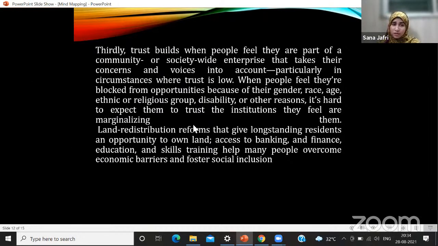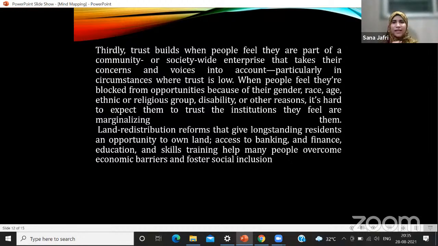And finally, the author is suggesting something even more concrete: land distribution reforms that give people opportunity to own land, access to banking and finance, education, and skills training help many people overcome economic barriers and foster social inclusion. A very lovely term is used here, social inclusion. When you are including everybody in the ambit of society, when nobody is left out, everybody equally feels a part of society. What a good message is going out through this passage, right? What the society needs, it's even covering that aspect.